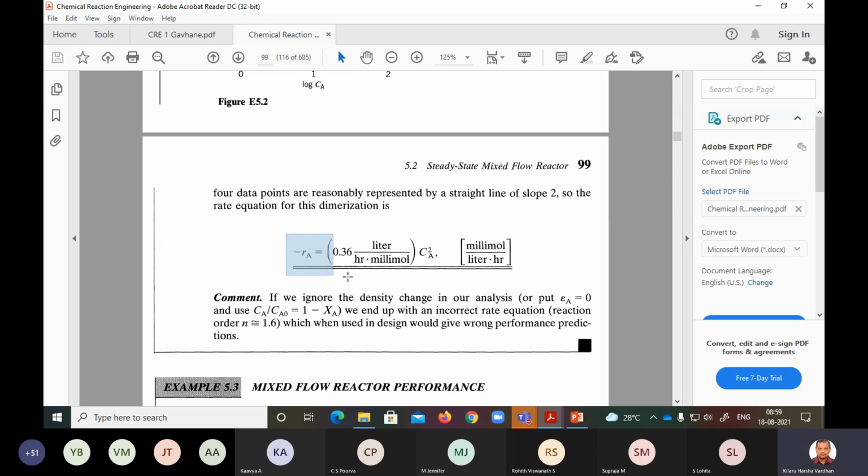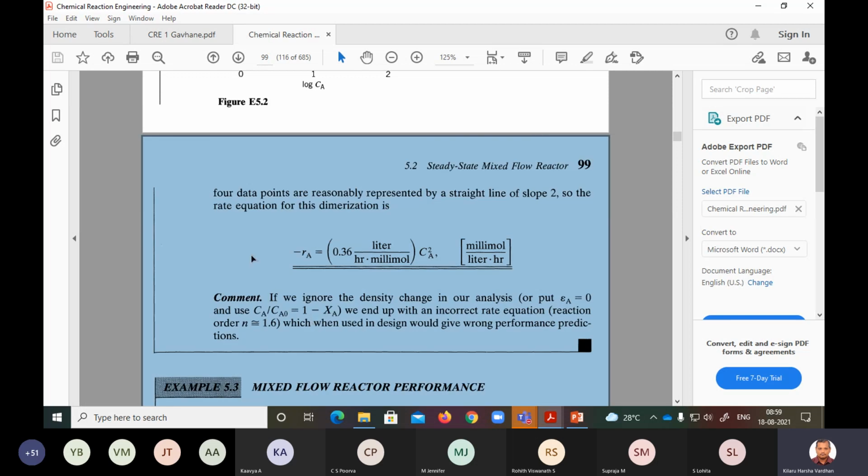So this is the expression for doing it, right? You can put it in terms of whatever unit you want. This is millimole per liter per hour for the minus RA unit, and this is for the K unit, the reaction rate constant. K will have a unit of concentration power 1 minus N, time power minus 1.